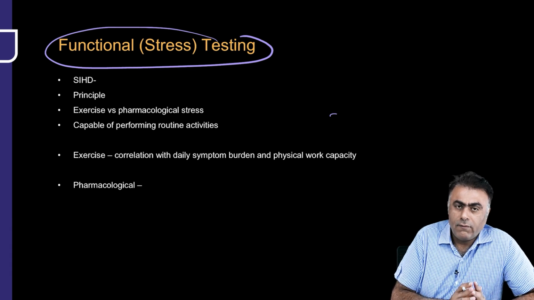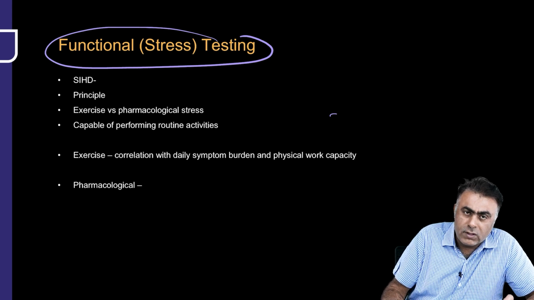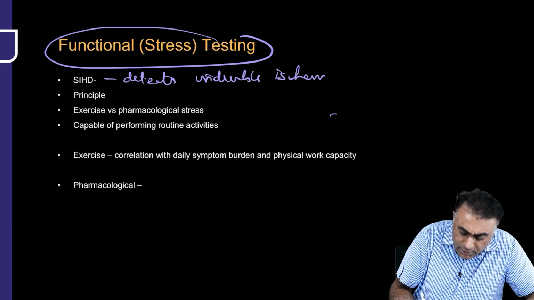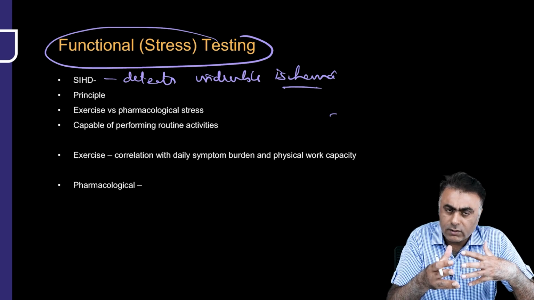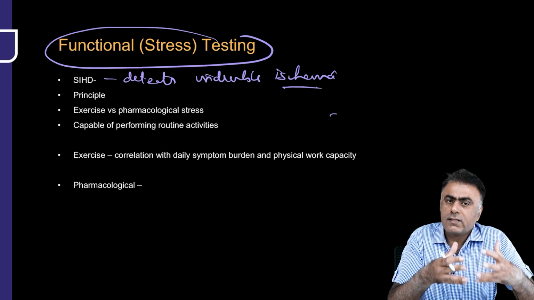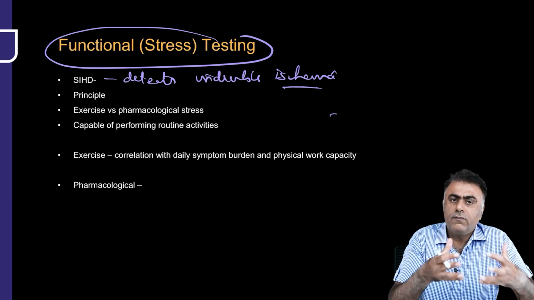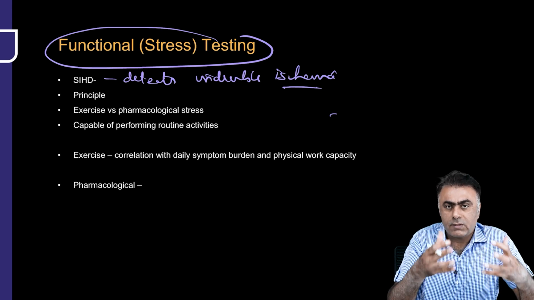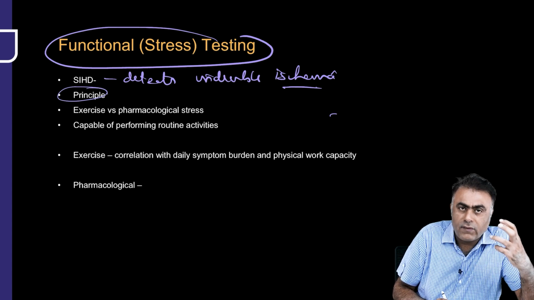What are the different forms by which stress can be given to induce ischemia? Basically, functional stress testing can be used in patients with stable ischemic disease, and it detects inducible ischemia. The principle is, we give stress in the form of either exercise or pharmacological stress to the patient. This stress increases the cardiac workload and the myocardial oxygen demand. If ischemia is present, this inducible ischemia can be detected by functional stress testing. That's the principle behind using it.